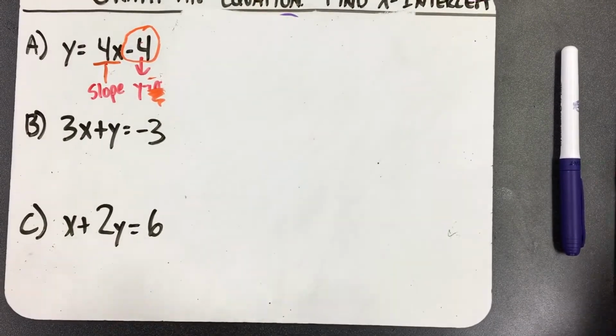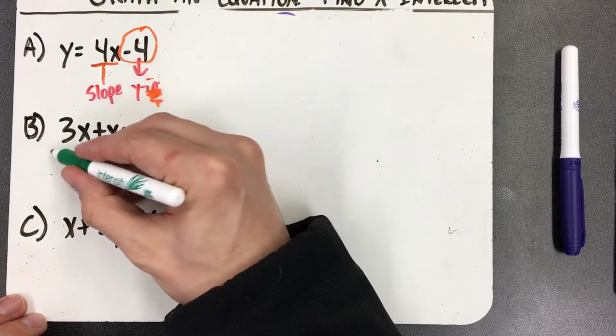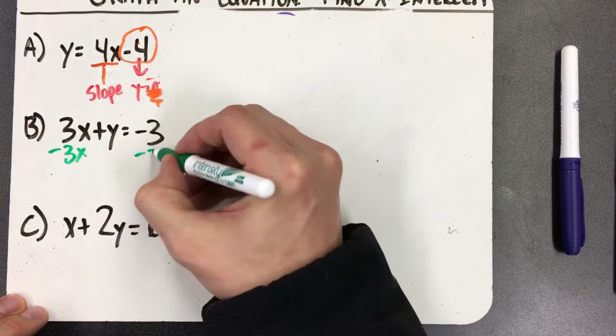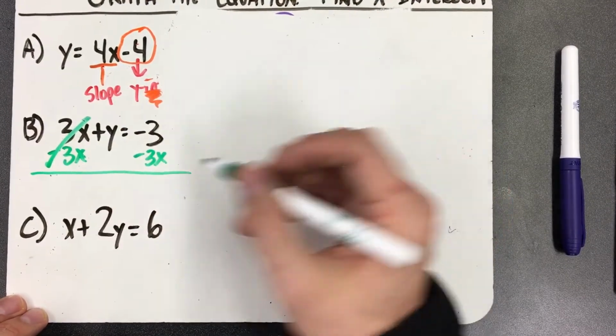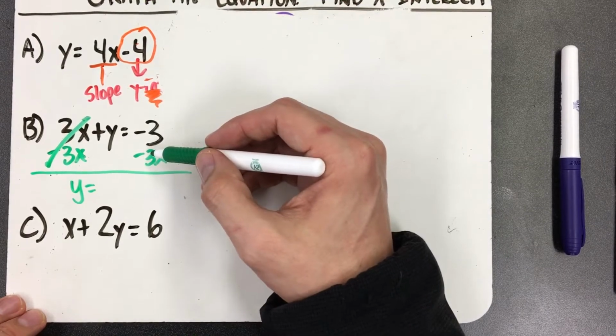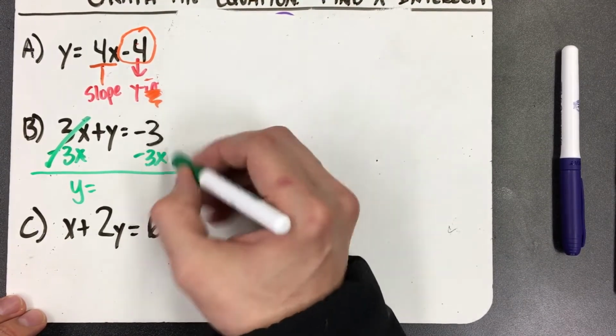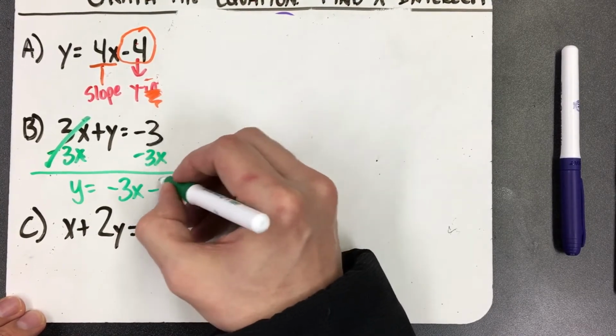I want to get the letter y all alone. So right here, the letter y is being added with the 3x. So I want to undo the adding with subtracting. I'm just going to do it right here. I should have space. 3x minus 3x is 0. That goes away, and I'm left with this. y equals, now this is kind of backwards. Remember, in our slope-intercept form, the x comes first. So I'm going to put the minus 3x first. And then the plain old number, the minus 3, is going to go right there.